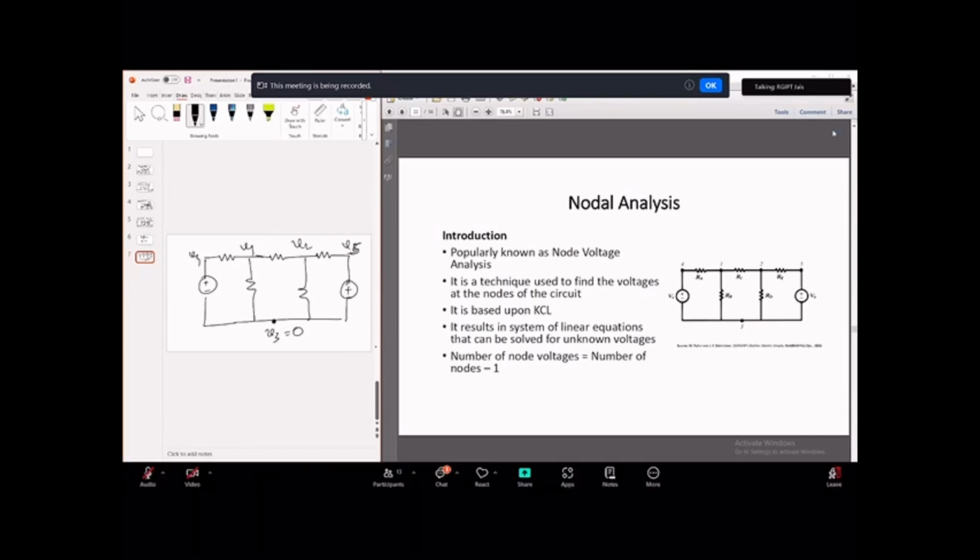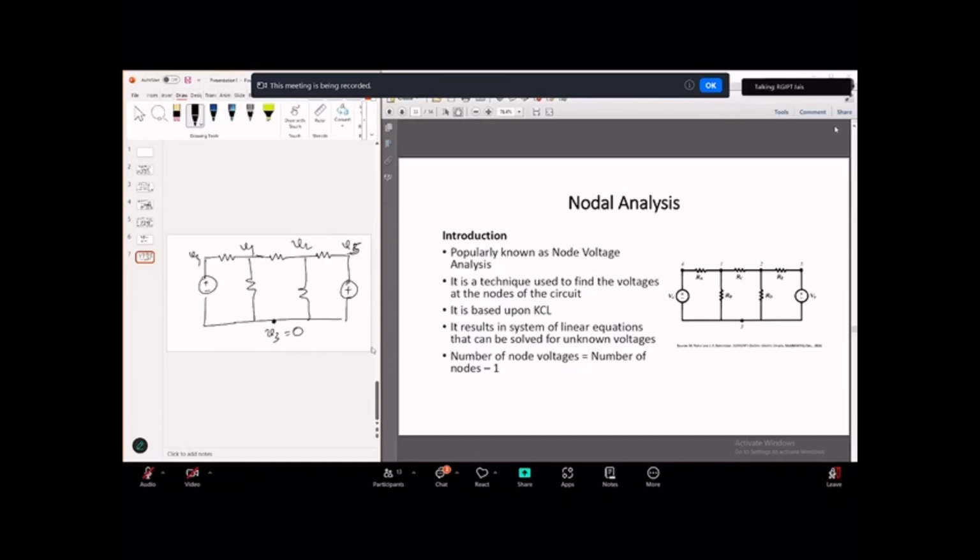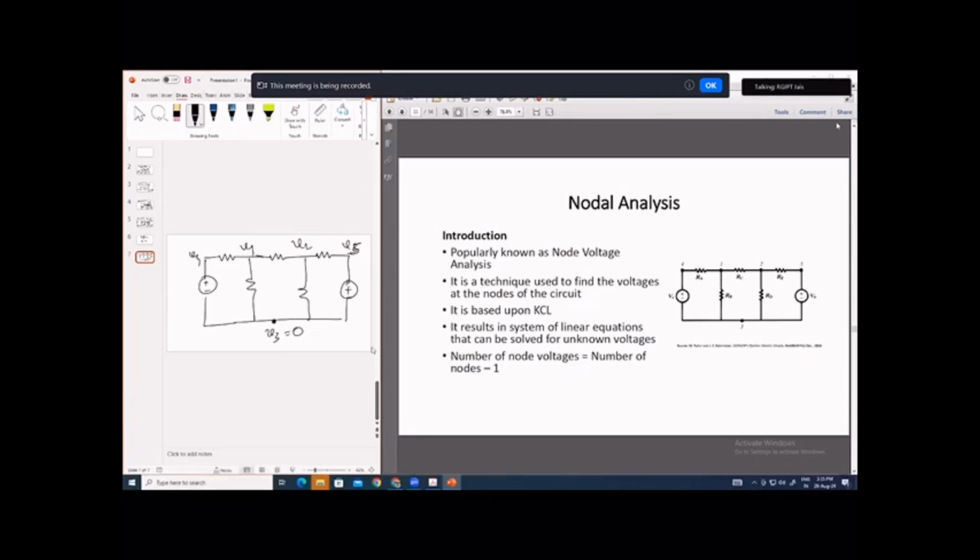The other voltages will be written in comparison to this V3. So V3 is 0. That means V1, let us say, is 2 volt higher than V3, so V1 will be 2 volt. Then V2 will be minus 2 volt. In this way, you will be able to find the V1, V2, V4, and V5 values.